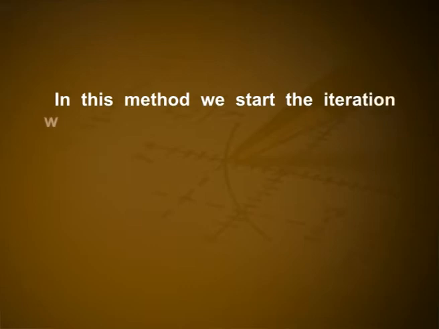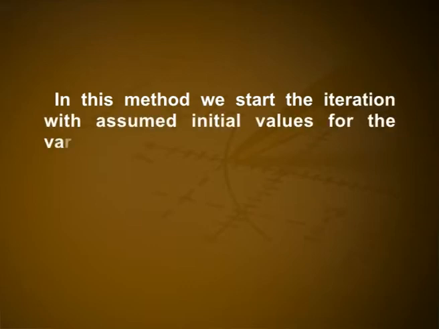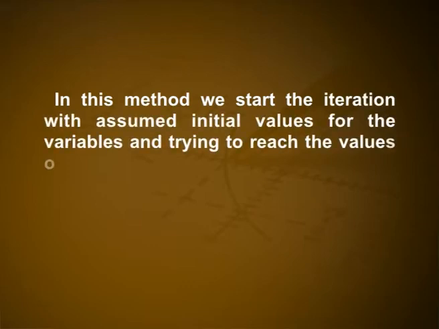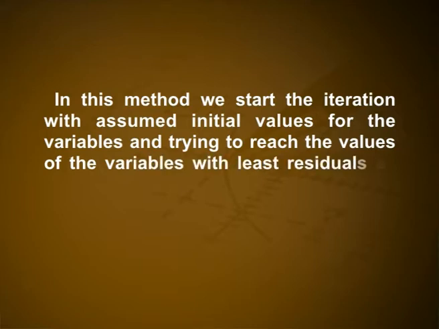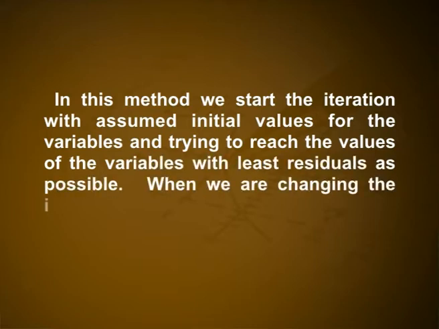The values of x1, x2 and x3 which make R1, R2 and R3 zero are the exact solution of the system. If it is not possible to find such a solution, we consider the values of x1, x2 and x3 which make R1, R2 and R3 minimum possible as the solution of the system. In this method, we start the iteration with assumed initial values for the variables and try to reach the values of the variables with the least residuals possible.